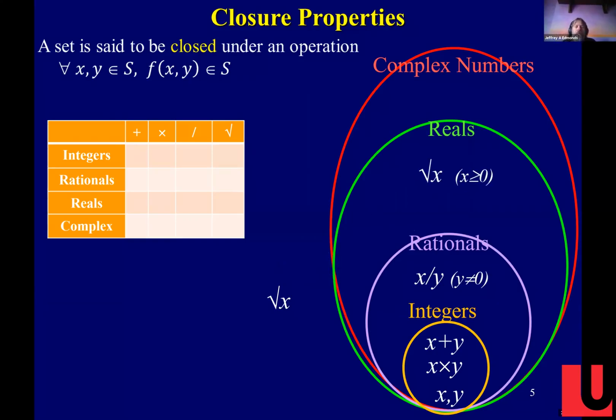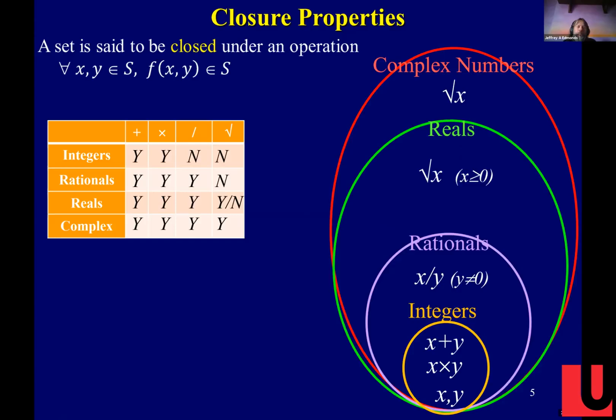All right, what about square root? When x is positive, if you take the square root, it's closed, right? Take the square root of a positive real number and you get a real number. But if you take the square root of a negative number, you get a complex number. So the complex numbers are closed under square root. You take any complex number, you square root it, you get a complex number.